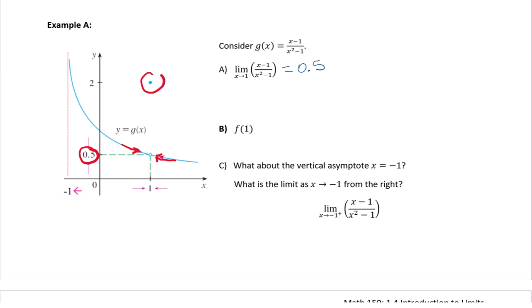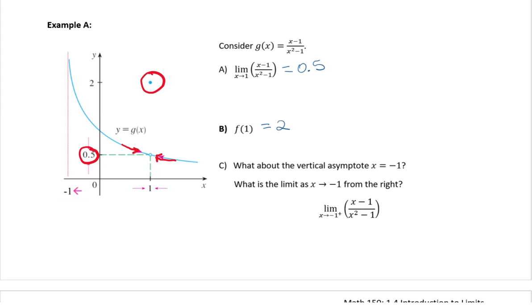But remember, if we consider this entire graph as function f, we do have the point at 1, 2. This tells us f of 1 is 2. This is to illustrate that it is possible that a limit as x approaches a number could be different than the actual function value at that number.